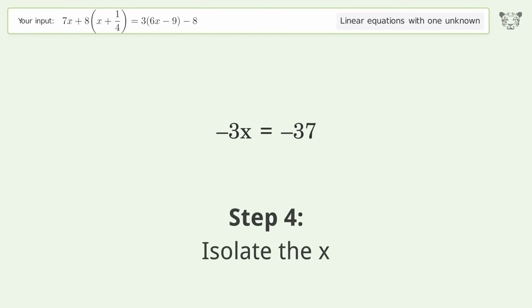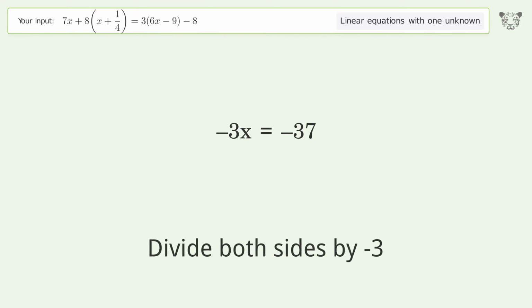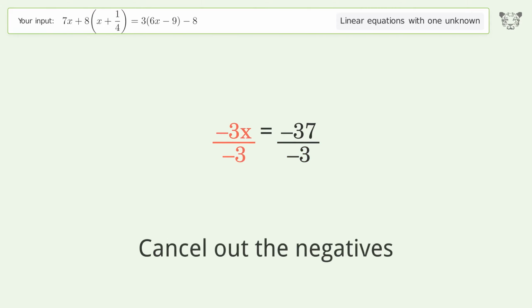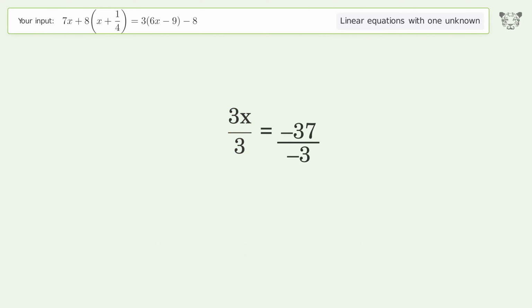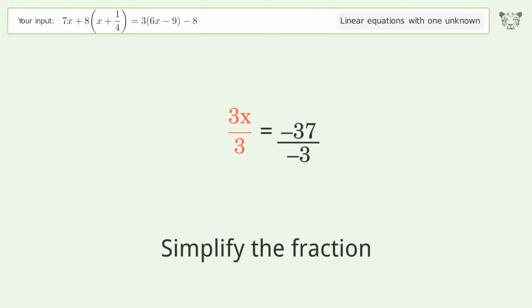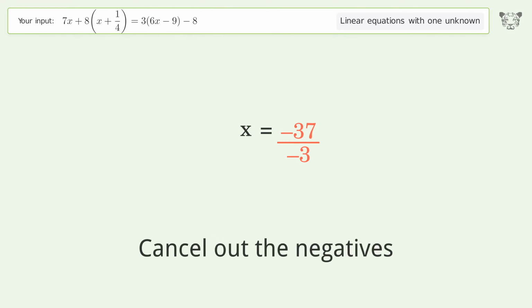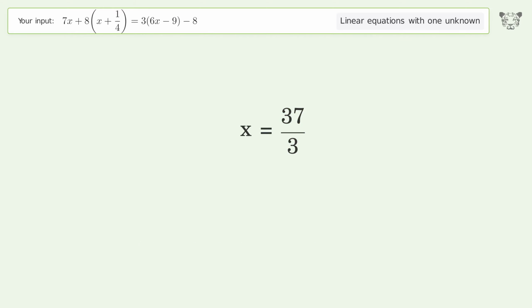Isolate the x. Divide both sides by -3. Cancel out the negatives. Simplify the fraction. Cancel out the negatives. And so the final result is x equals 37/3.